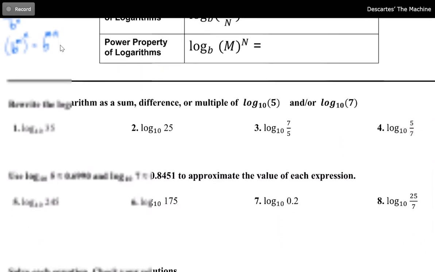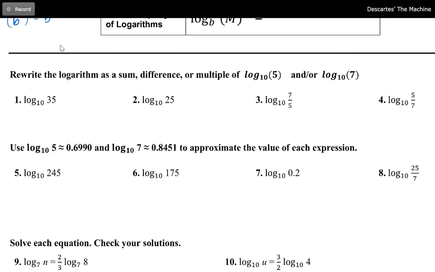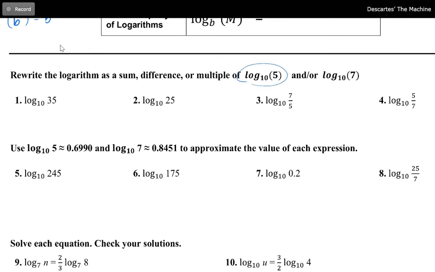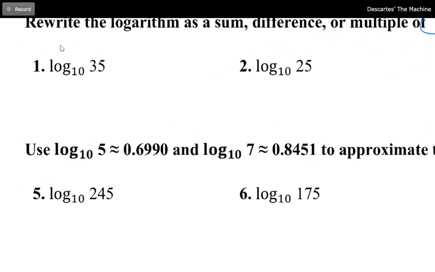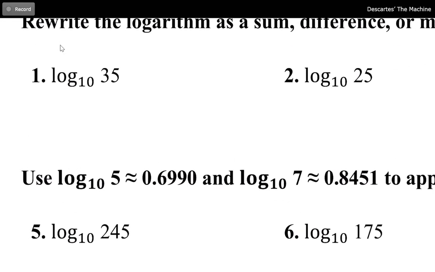So question number one says, rewrite the logarithm as a sum, difference, or multiple of log base 10 of 5 and/or log base 10 of 7. So the first question here, log base 10 of 35, and I'll put parentheses around my power because that's really a good idea. How do I get 35 from 5 and 7?